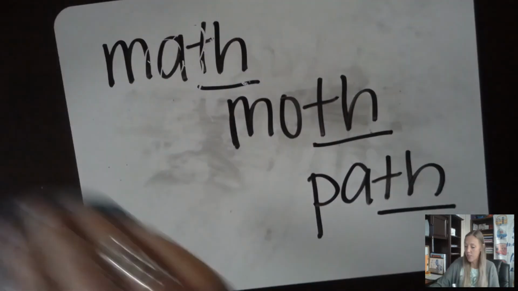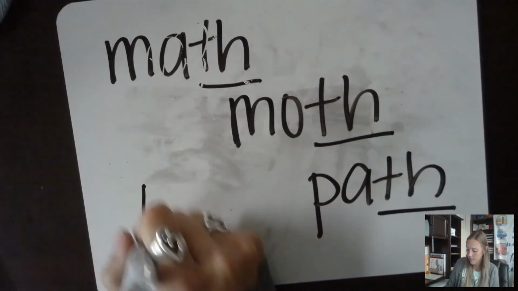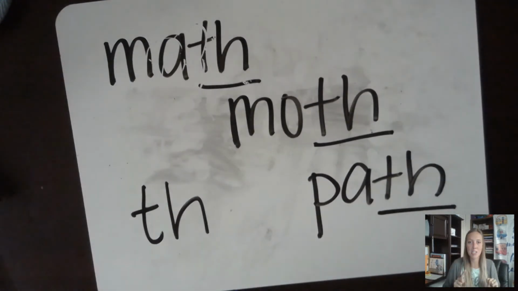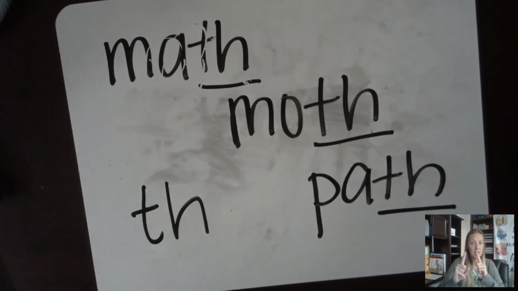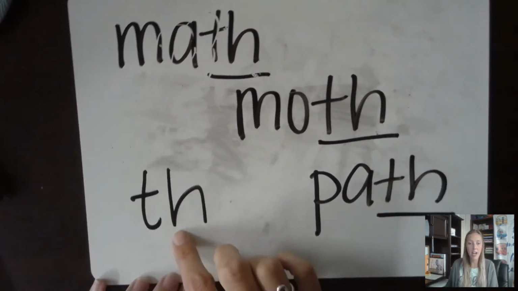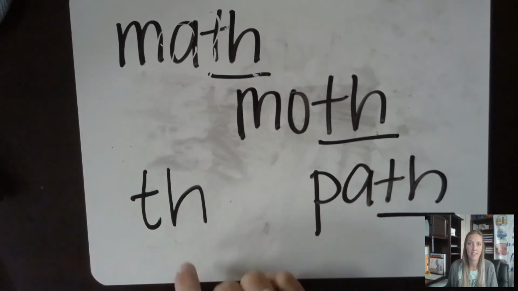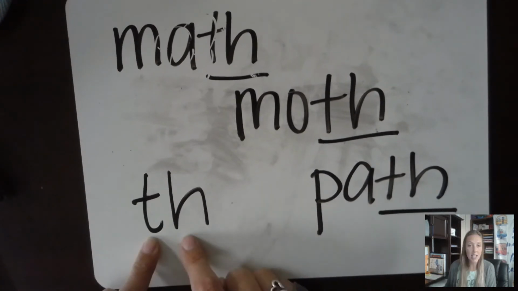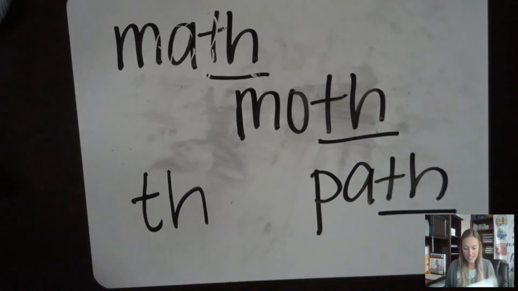Okay, so this is two letters that come together to make one sound. Do you remember what that's called? A digraph. And there's two kinds of digraphs. There's vowel digraphs and there's consonant digraphs. Which kind of digraph do you think TH is? It is a consonant digraph. Why do you think it's a consonant digraph? Because both T and H are consonants.